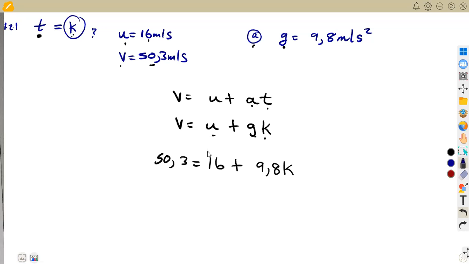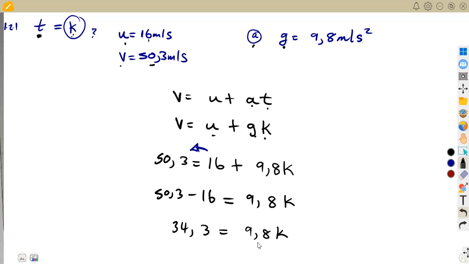So we can transpose the 16 to the other side so that we can subtract. That's 50.3 minus 16 is equal to, you're going to remain here with 9.8k. So you can subtract these two values from your calculator. You're going to obtain 34.3, which is equal to 9.8k. So divide both sides by 9.8, divide both sides by 9.8.